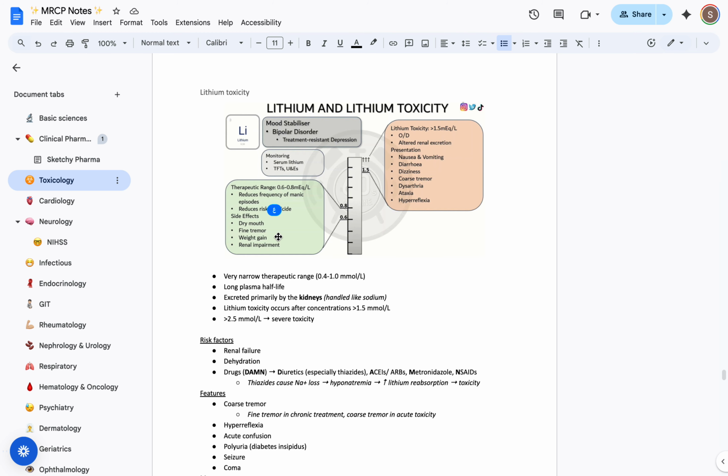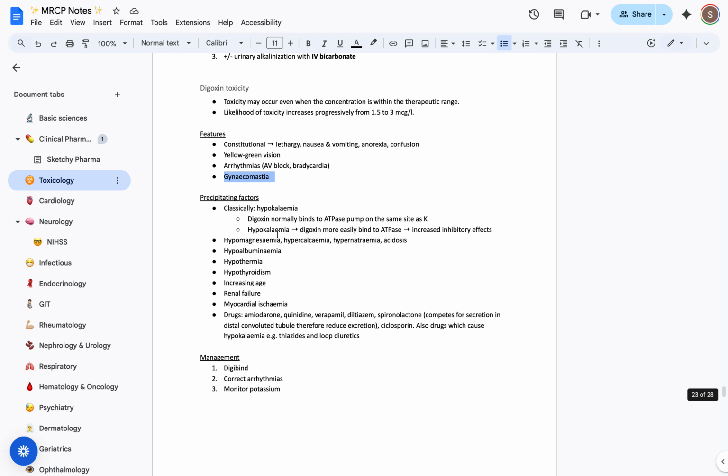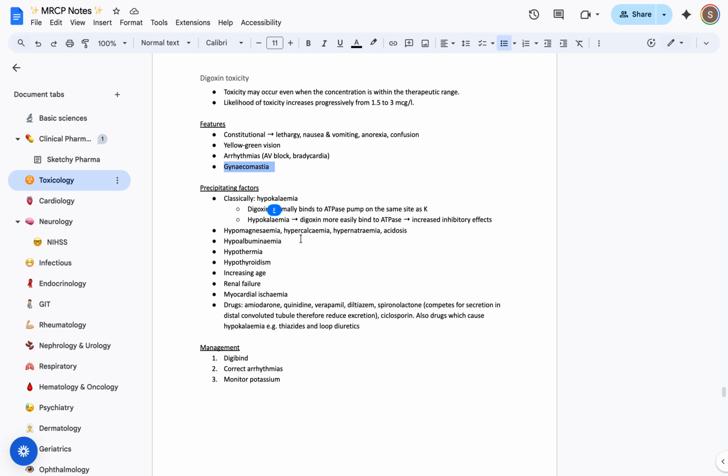This is unlike lithium, which was precipitated by hyponatremia. Also, hypomagnesemia, hypercalcemia, hypernatremia. So the opposite of lithium. And also the opposite of hypokalemia. Hypoalbuminemia, hypothermia, hypothyroid, increasing age, renal failure, and then a lot of drugs. A lot of drugs will compete with digoxin for secretion in the distal convoluted tubule. And also any drug that causes hypokalemia, like thiazides and loop diuretics, will also increase the toxicity of digoxin. How to manage? You correct the arrhythmia, you monitor potassium, and you give Digibind.